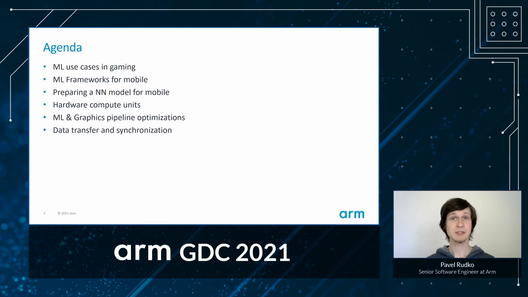So we will cover such topics as ML use cases in gaming, different ML frameworks for mobile, the process of preparing a neural network model for mobile, and hardware compute units, as well as different ML and graphic pipeline optimizations that you can apply to your project. And also we will cover data transfer and synchronization.